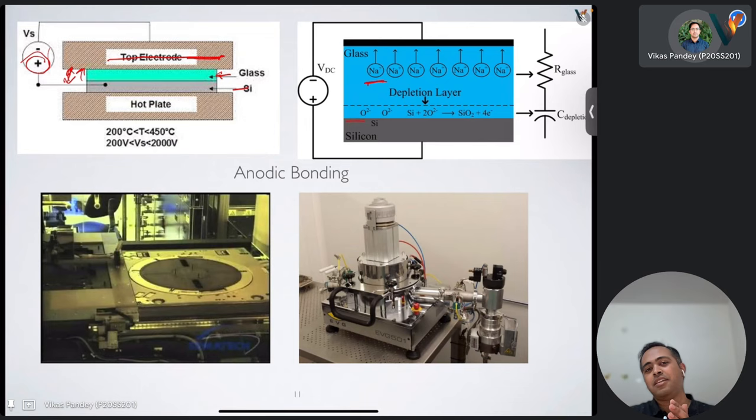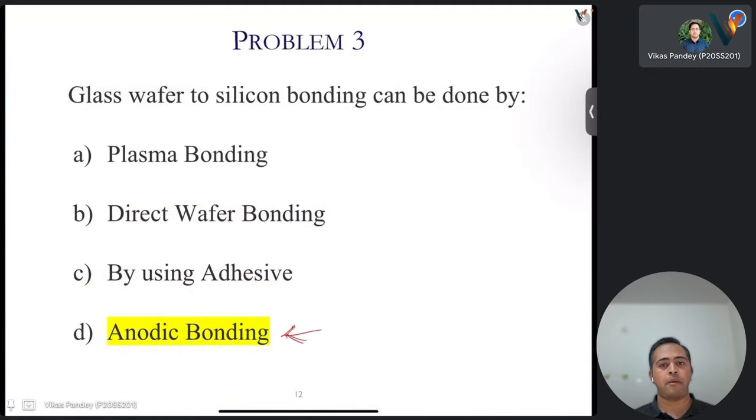You can say silicon dioxide is the thing that is actually doing the bonding here. Oxygen ions are there, silicon is there, and they try to make silicon dioxide. So a thin layer of silicon dioxide forms that acts as the adhesive between them. So this is one of the most commonly used ways of bonding. This is the common way of bonding glass with silicon. These are the apparatuses used. This is from Siri learning. So they are using such kind of apparatus for anodic bonding. So the answer will be anodic bonding.